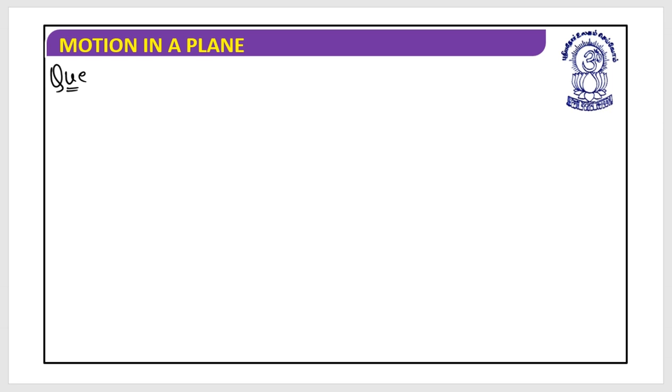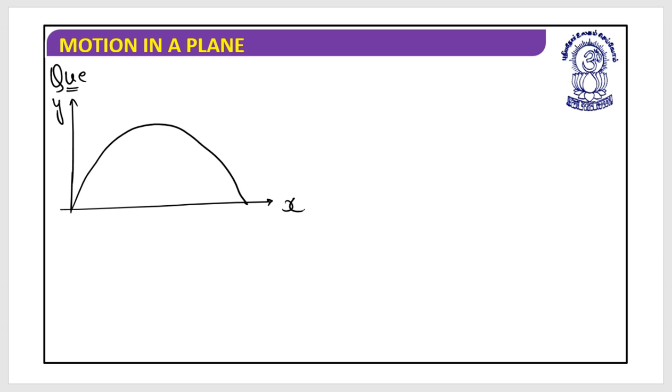Let's understand the question first. What the question is demanding from us. Let's say that this is the x-axis, this is the y-axis, and a certain object is there. It has been projected with an angle theta with a speed u.